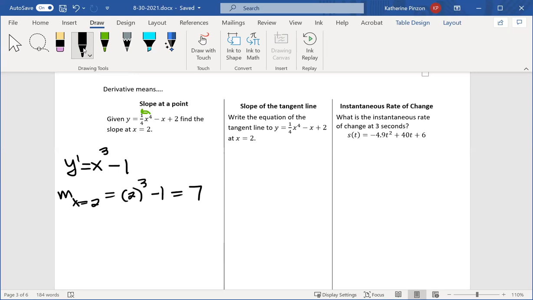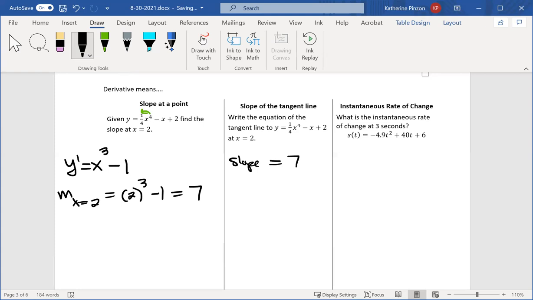Okay, now it says slope of the tangent line, right? The equation of the tangent line to y equals 1/4 x to the 4th minus x plus 2 at x equals 2. Do you notice that this is the same function as the one we just did? And you notice that the x values are the same? So what do you already know about this tangent line? The slope is 7. Okay, the slope of my line is 7. I know my x value is 2. How do you find the equation of a line?